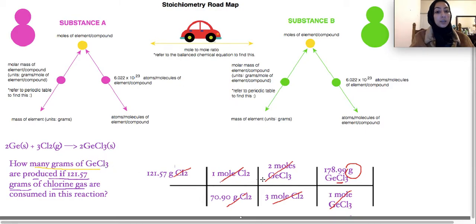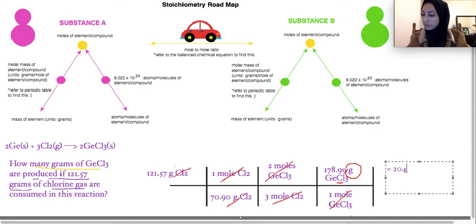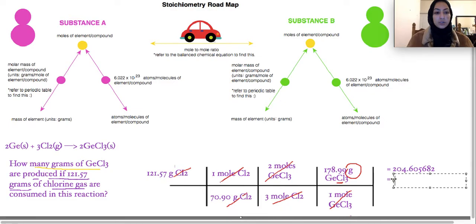I'm going to go ahead and multiply across and then divide by the bottom. Okay, and that answer will give me 204.605682. But remember, I have 5 significant figures here, 5 significant figures here, and 4 significant figures here. So this tells me I have to round to 4 significant figures. So it's going to be 204.6 grams of germanium chloride.